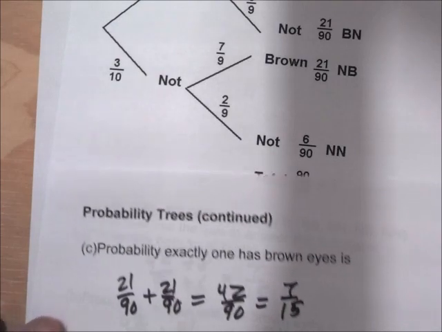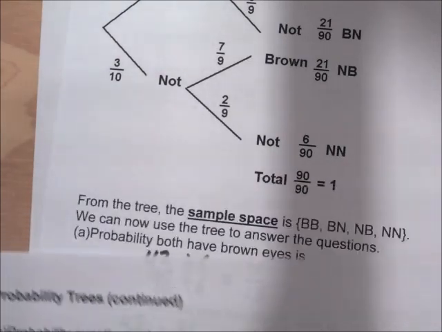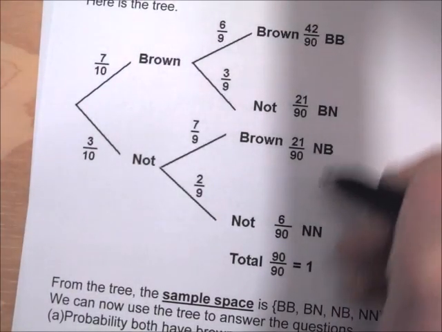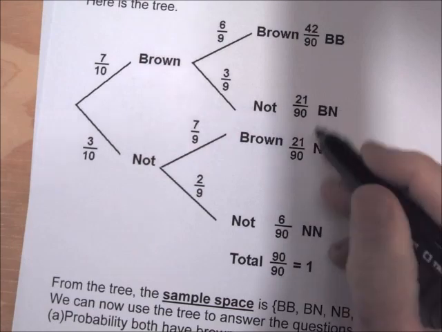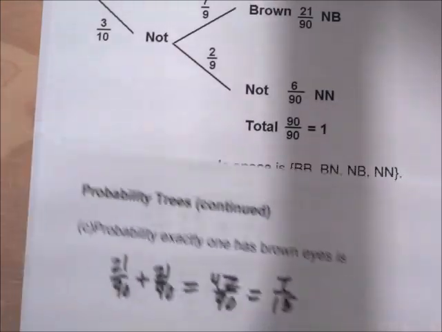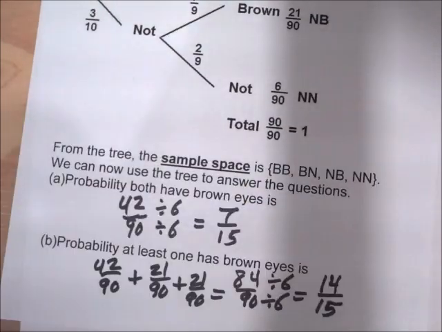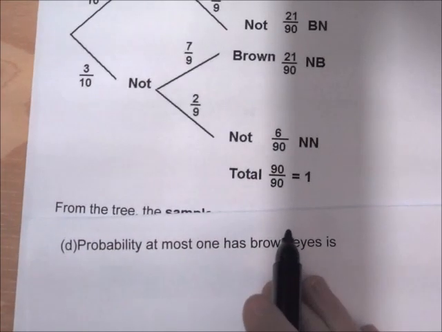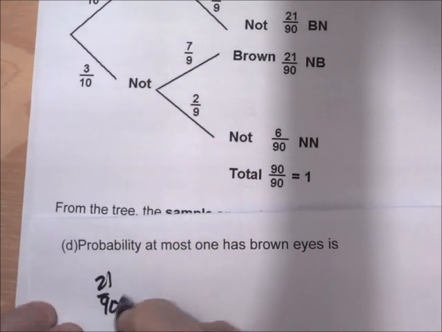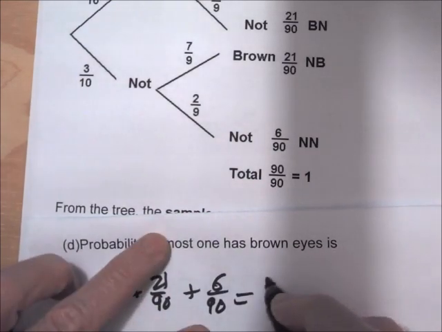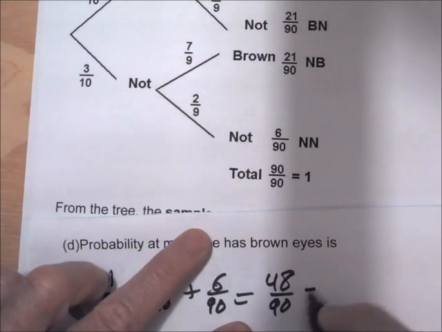At most one brown, so that'd be one or fewer have brown. So the only one we want to exclude would be the top path, both brown. So it's 21 plus 21 plus 6. So it's 21 over 90 plus 21 over 90 plus 6 over 90, 48 over 90, and that reduces to 8 over 15.